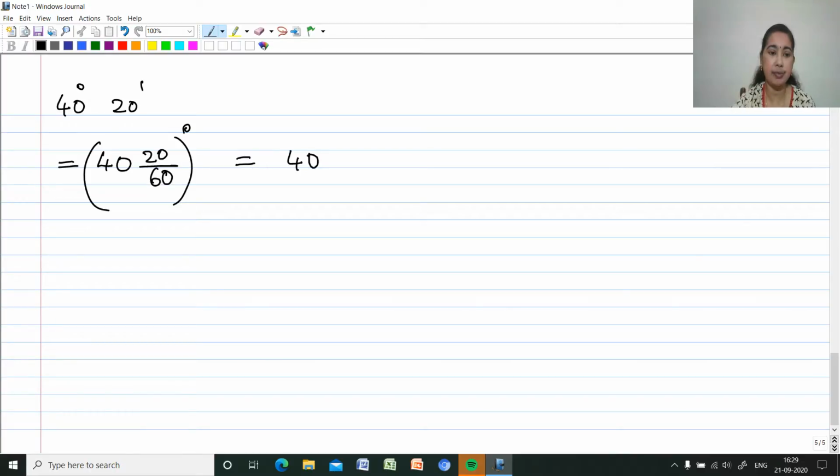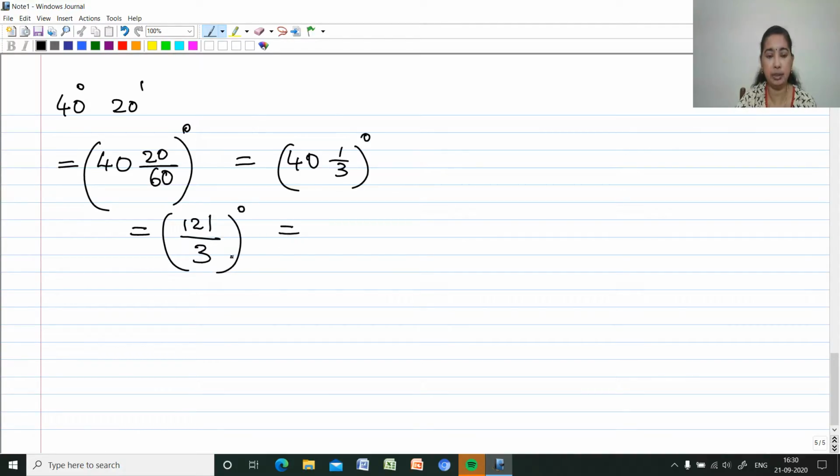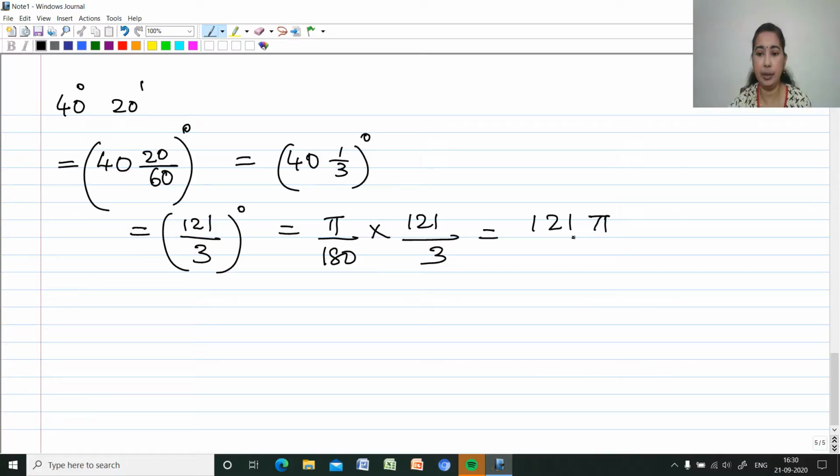20 by 60 is the same as 1 by 3, so 40 and 1 by 3 degrees. Now it is in mixed fraction, and we can make it a proper fraction: 120 plus 1, 121 by 3 degrees. Now how to convert into radian? That is pi by 180 into 121 by 3. Here nothing is common, so we cannot cancel it, and the final answer will be 121 pi by 540 radian.